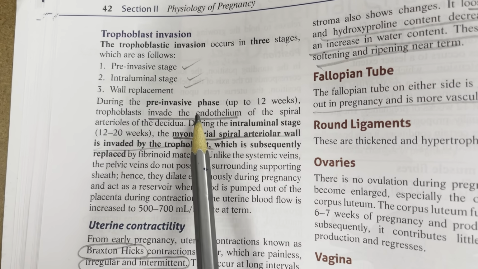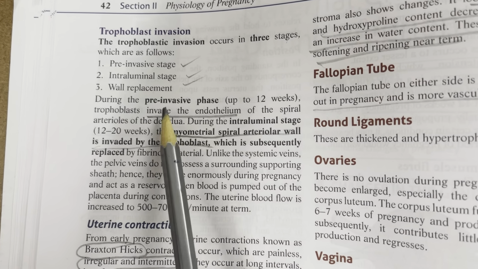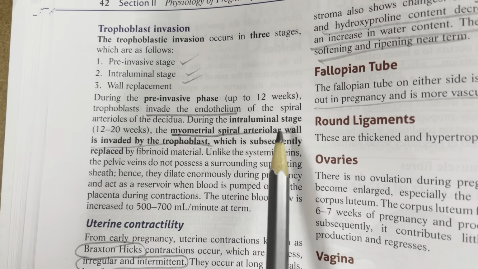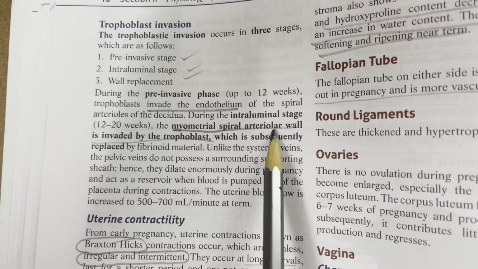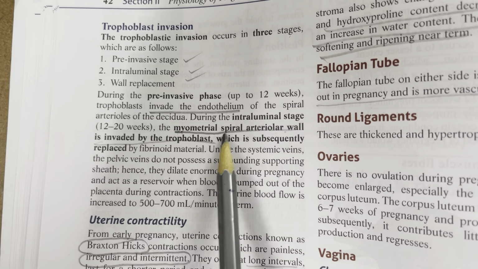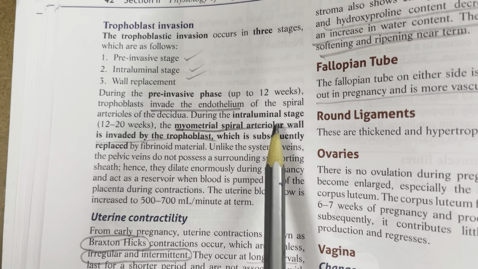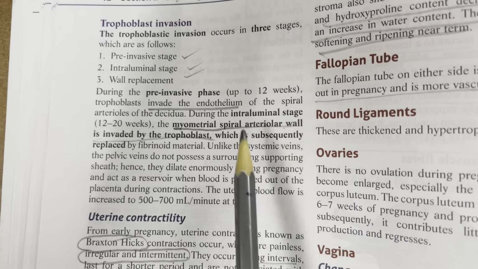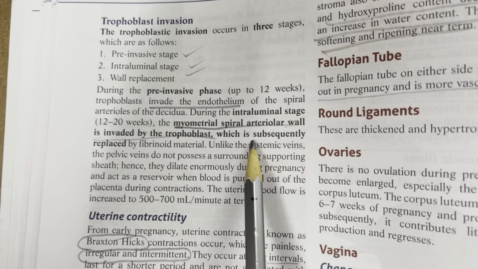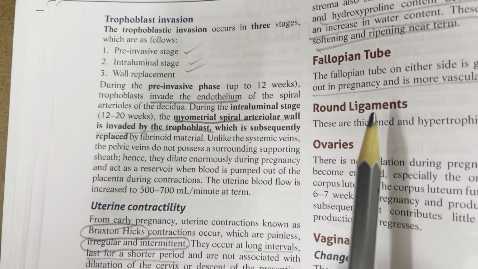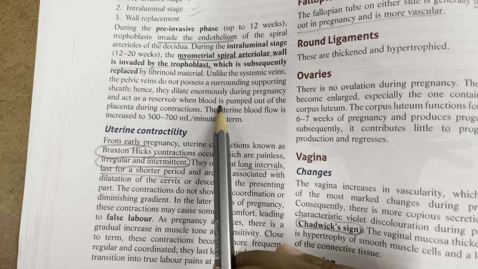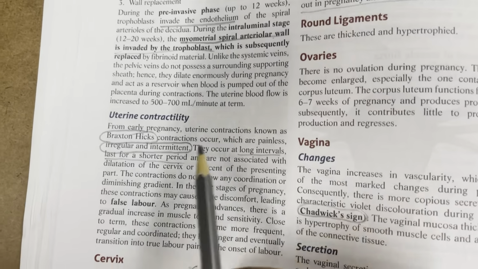Pre-invasive phase is up to 12 weeks. So trophoblasts invade the endothelium of the spiral arteries. During the intraluminal stage, 12 to 20 weeks, the myometrial spiral arteriolar wall is invaded by the trophoblast. This arteriolar wall is replaced by fibrinoid material. That is why they dilate and act as a reservoir when the uterine blood flow is increased.